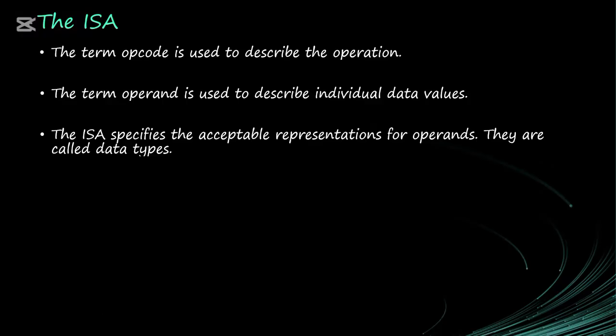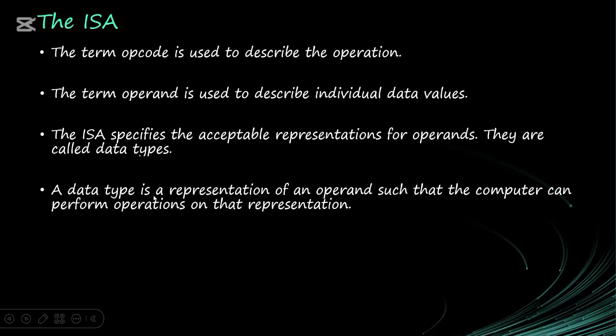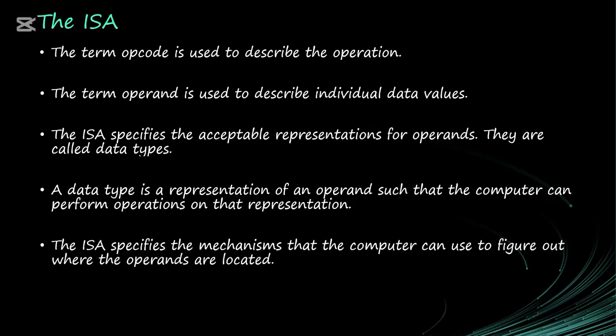But let me not confuse you more. We'll have a chapter dedicated to the ISA of a computer system. So a data type is a representation of an operand such that the computer can perform operations on that representation. Computers have a particular way of representing the data that they perform operations on. So if you want a particular computer to perform an operation on any data, you have to represent it in the way that the computer would understand it. The ISA also specifies the mechanism that a computer can use to figure out where the operands are located. This is called the addressing mode. Don't worry, we'll talk about this.